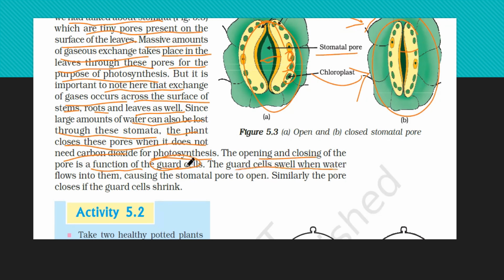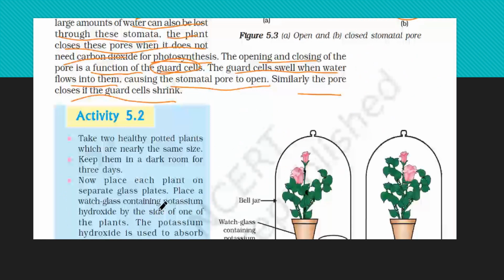The guard cells swell when water flows into them, causing the stomatal pore to open. Similarly, the pores close if the guard cells shrink. If water is lost from the guard cells, they shrink and the stomatal pore closes. So during transpiration, the guard cells close and the stomatal openings close. Is it clear? Now we will move on to activity 5.2.